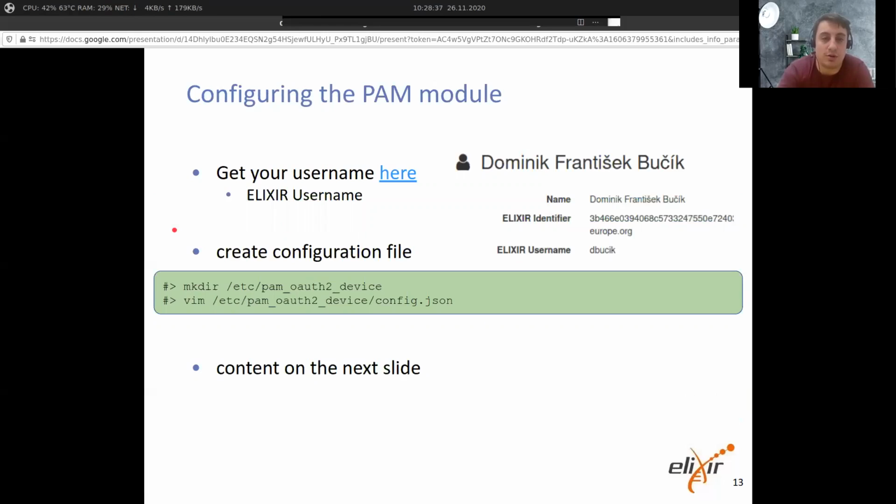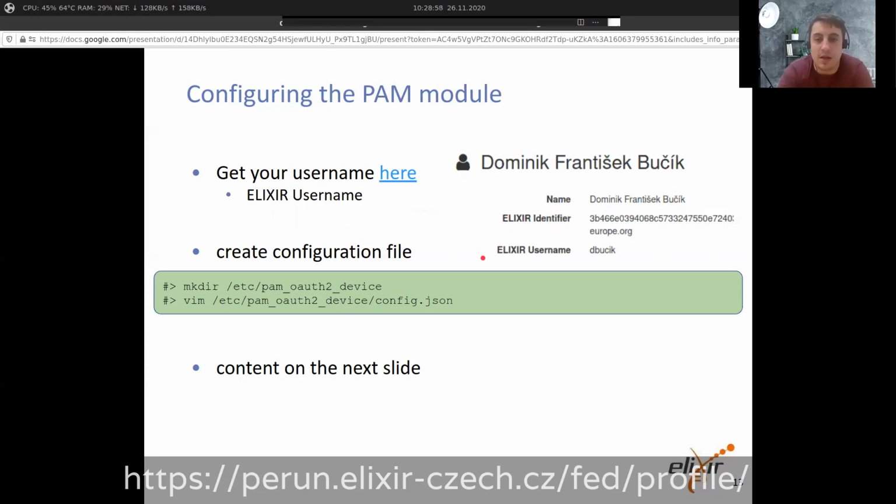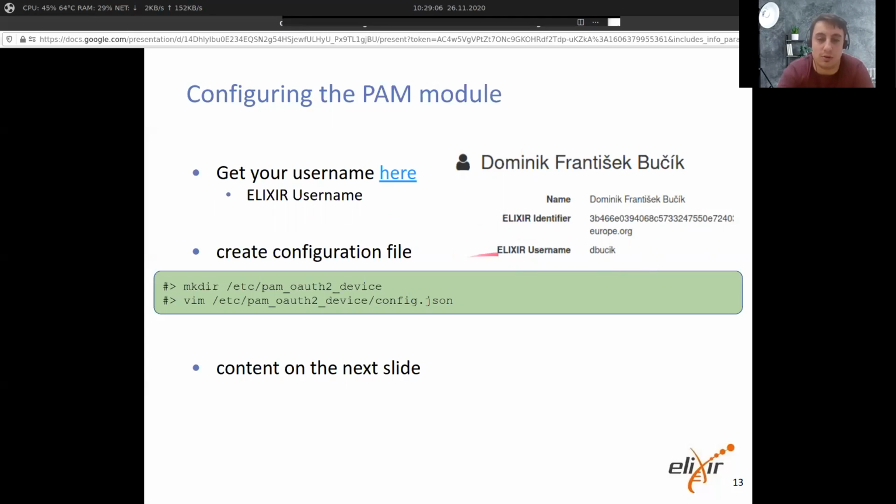We need to configure it, but before we can start configuring it, we need to know the username that the user will come with. As you will be making this authentication, you can get your username at the profile page of the ELIXIR AAI, which is linked from the slides. After logging in to that service, you will see a field called ELIXIR username and the actual value. Please copy it somewhere. You will need it in the configuration. So we have the user.